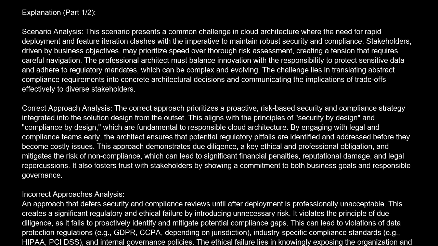Correct approach analysis. The correct approach prioritizes a proactive, risk-based security and compliance strategy integrated into the solution design from the outset.